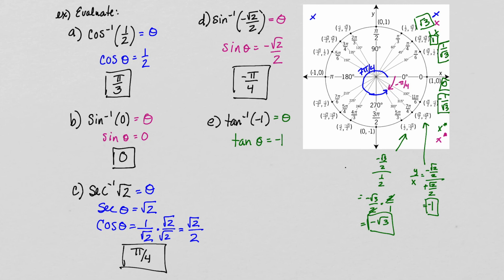So I'm looking for where the tangent is -1. The tangent is -1 here, okay? Usually we'd think of it as 7 pi over 4, but we have to write it as the negative. So our answer here is going to be minus pi over 4. Questions?